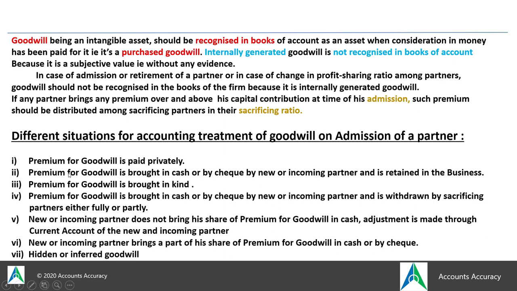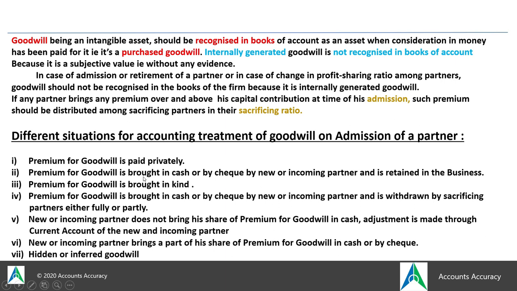Goodwill is an intangible asset and is recognized in the books of accounts only when consideration in money is paid for it. Suppose the goodwill is internally generated by the partners, then goodwill is not recognized in the books of account because its value is subjective. But at the time of admission or retirement of a partner, if any partner brings premium for goodwill, then that gets divided among the old partners in the sacrificing ratio.